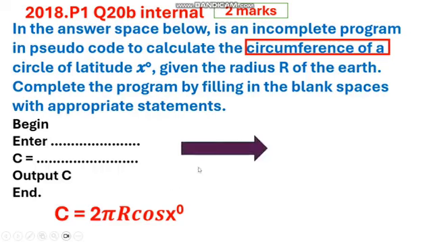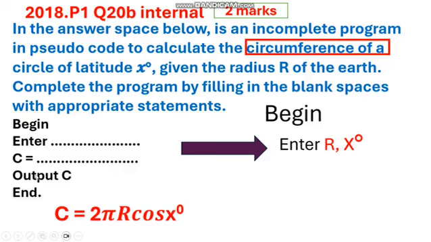So how are we going to complete our program now? Let's look at the answer. So we're going to write begin. Then from there we need to enter something here. Okay, so what are we going to enter? What we enter we get from the formula. So in the formula we have the radius of the earth and we have the x degrees. So we are going to enter radius and the x degrees.